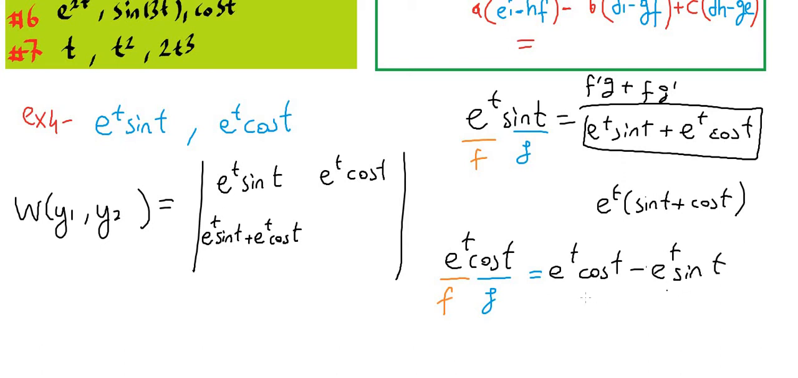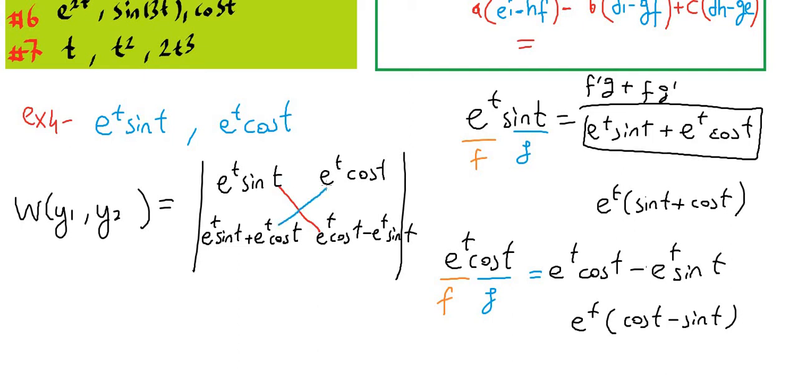And if you would like, you can again factor out e to the t and write it as cosine t minus sine t. Because we have written this in that form, let's use that form. Whichever form you're using, the two of them are the same. Now our determinant will be given by the multiplication of these two entries minus the multiplication of these two entries.